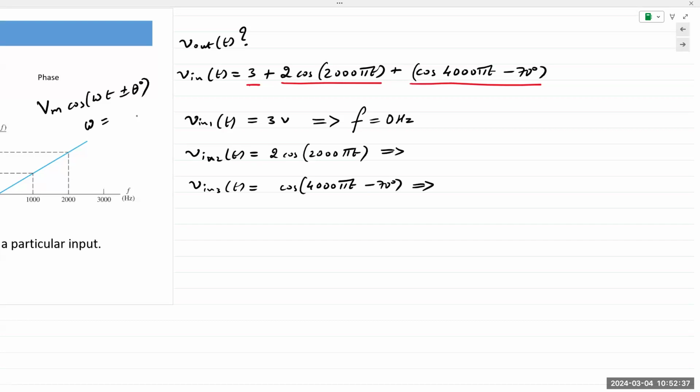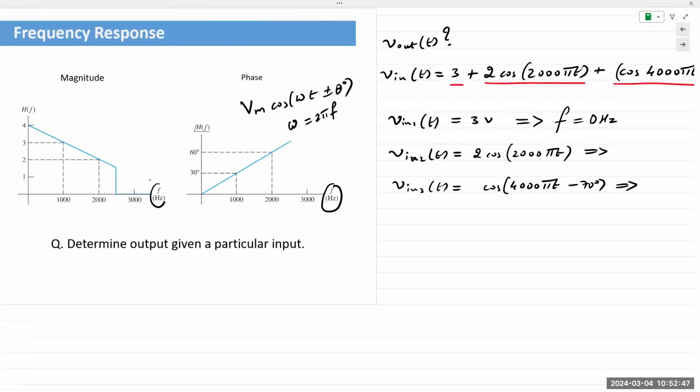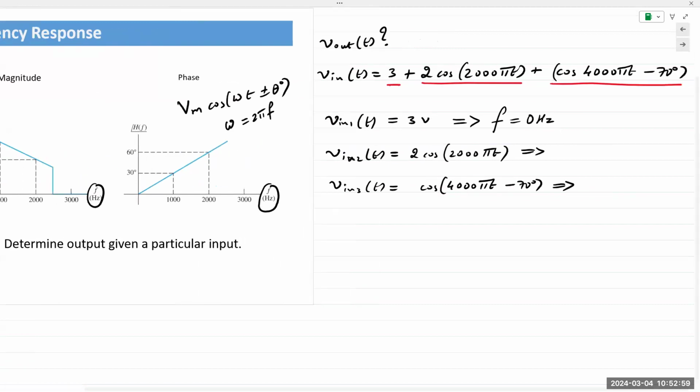Omega is 2 pi f. The reason I want the value for f is because the charts are given as a function of frequency f in hertz. Make sense? Right? If it was given in omega, I would just take the omega and work off that. But since the charts are given in f, I need the frequency information in hertz in f. And so here the frequency information is 1000 hertz.